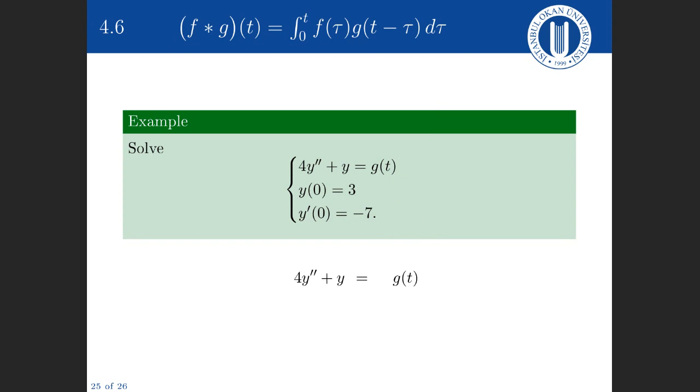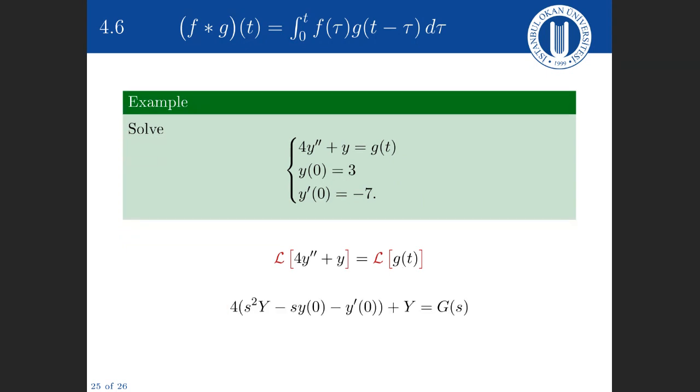So what we do is we take the differential equation and we take the Laplace transform of both sides. The Laplace transform of y double prime is s squared capital Y minus s y 0 minus y prime 0. The Laplace transform of small y is capital Y, and then the Laplace transform of small g is capital G. The initial conditions are 3 and minus 7. I'm going to put these in.